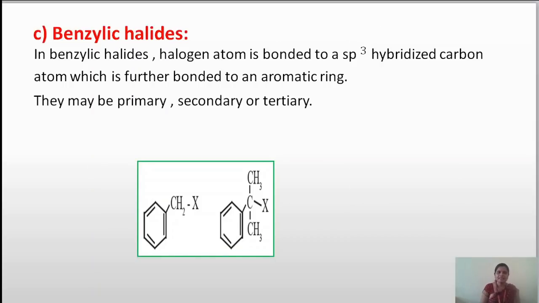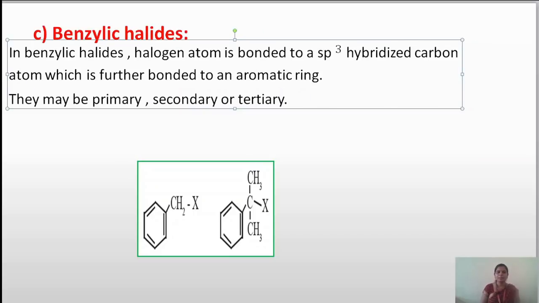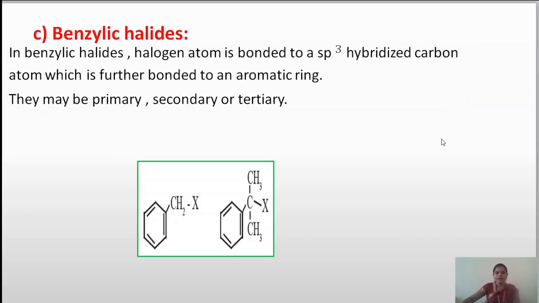In benzylic halides, the halogen atom is bonded to an sp3 hybridized carbon atom which is further bonded to an aromatic ring. Benzylic halides may be primary, secondary or tertiary. Now in a benzylic halide, the halogen atom is bonded to an sp3 hybridized carbon. In this example, this halogen atom is bonded to this sp3 hybridized carbon, but this sp3 hybridized carbon is bonded to this aromatic ring. So this is the example of the benzylic halide.